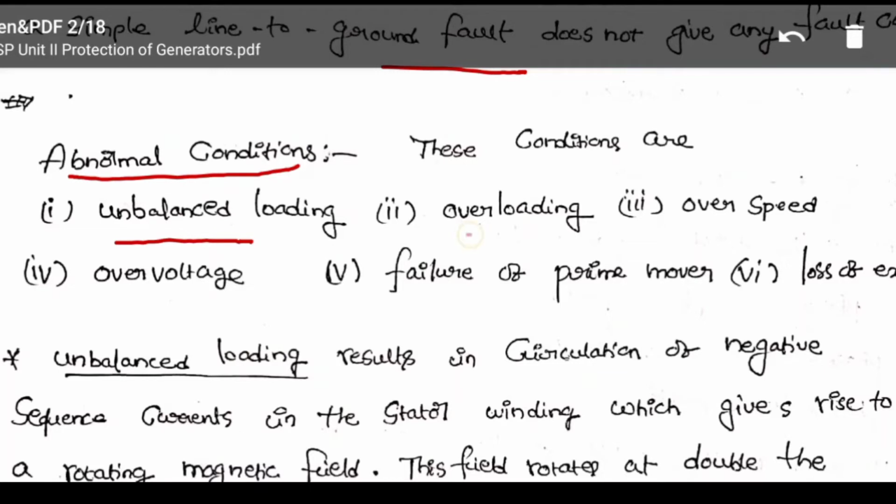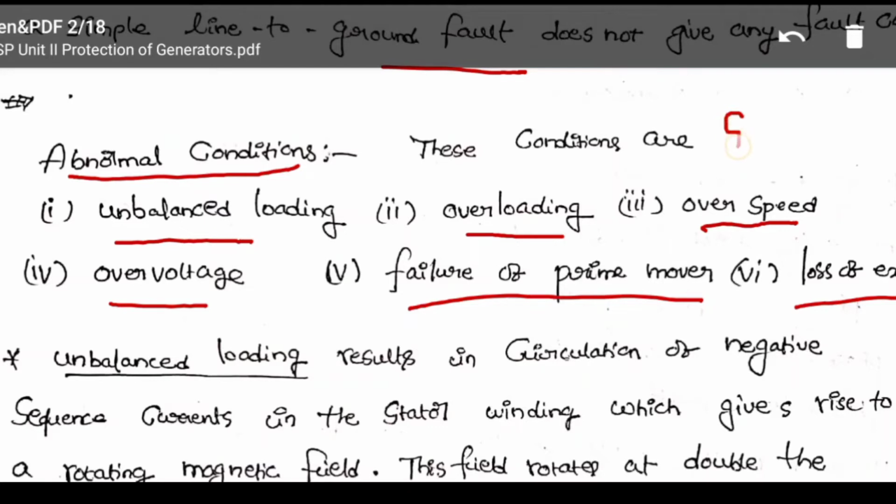Another one is overloading. Overloading means loading the generator more than its rating. Overloading causes overcurrent, and running the generator at more speed is overspeed. These are also abnormalities in the alternator. Overvoltage, failure of prime mover, loss of excitation are also abnormalities. First we have to study stator faults. What are the stator faults? Phase to phase, phase to ground and interturn faults. After that, rotor faults: failure of field winding and interturn faults between field winding, there is no ground fault. Then unbalanced loading and abnormal conditions.